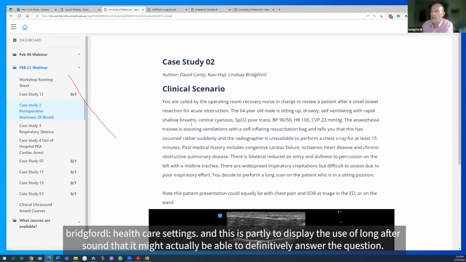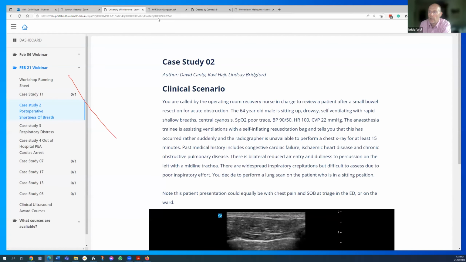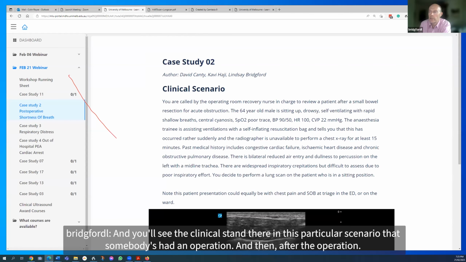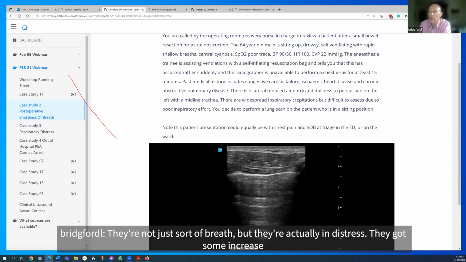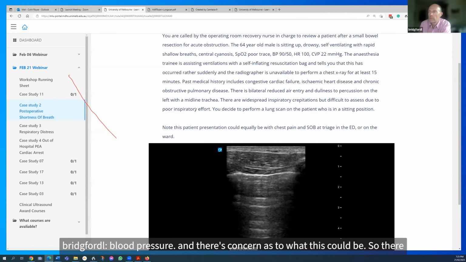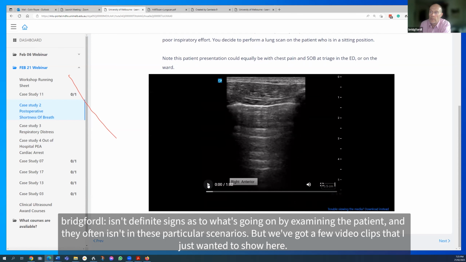And this is partly to display the use of lung ultrasound, that it might actually be able to definitively answer the question. And you'll see the clinical stem there in this particular scenario, that somebody's had an operation, and that after the operation, they're not just short of breath, but they're actually in distress. They've got some decreased blood pressure, and there's concern as to what this could be. So there isn't definite signs as to what's going on by examining the patient, and there often isn't in these particular scenarios, but we've got a few video clips that I just wanted to show here.